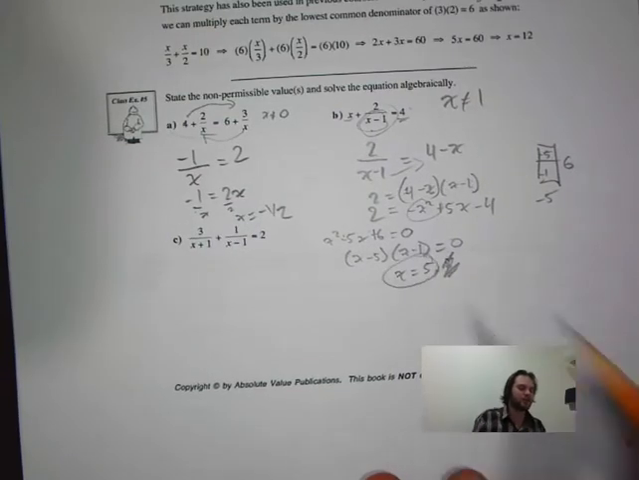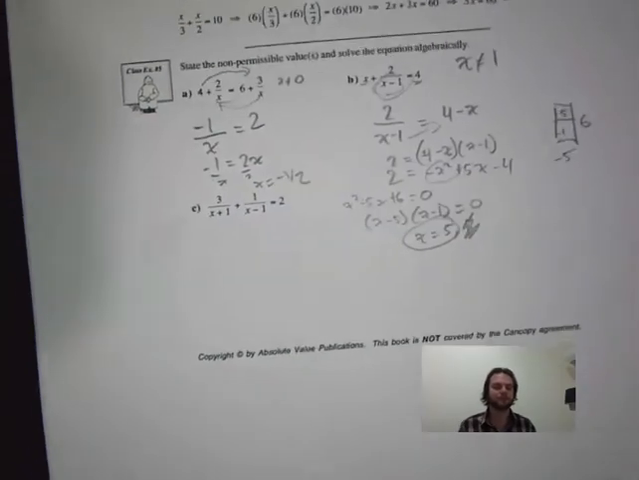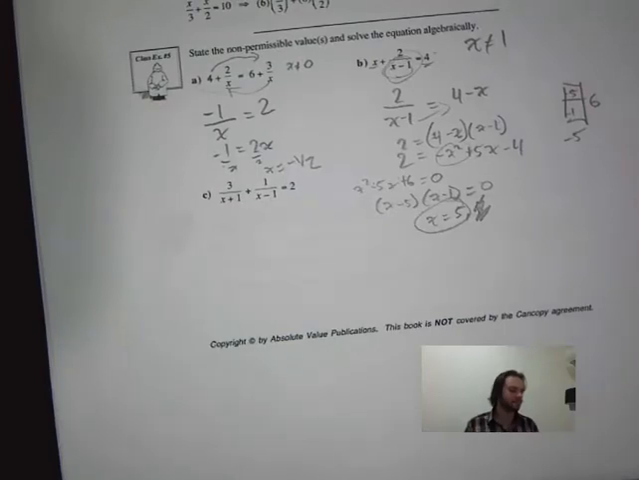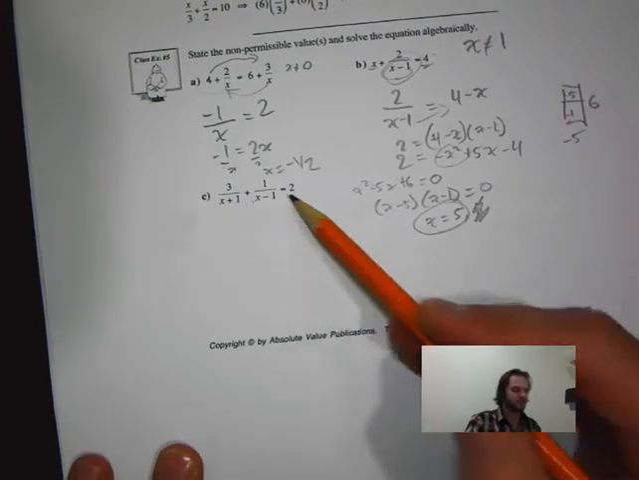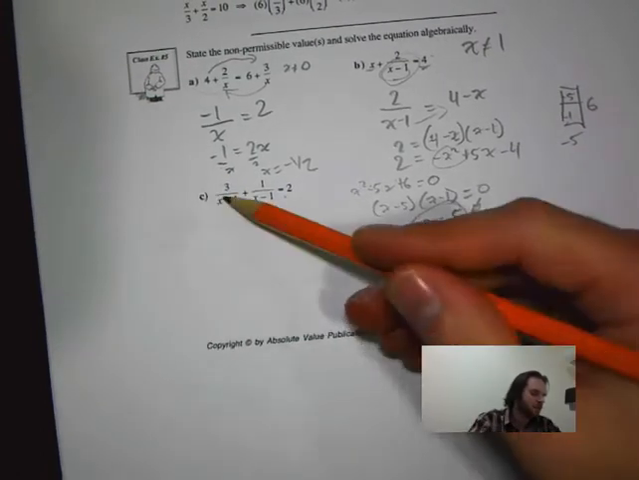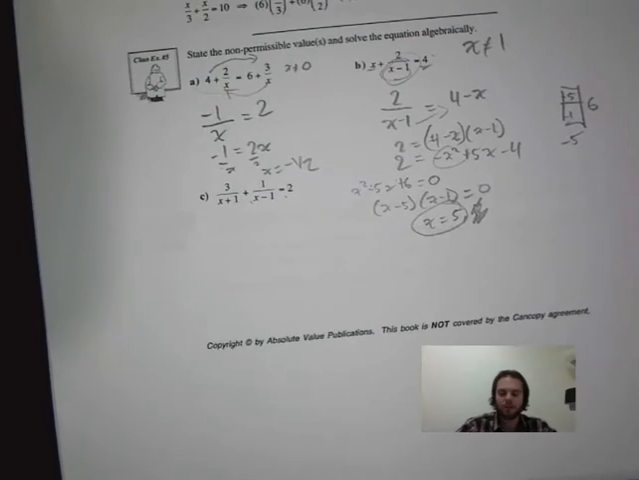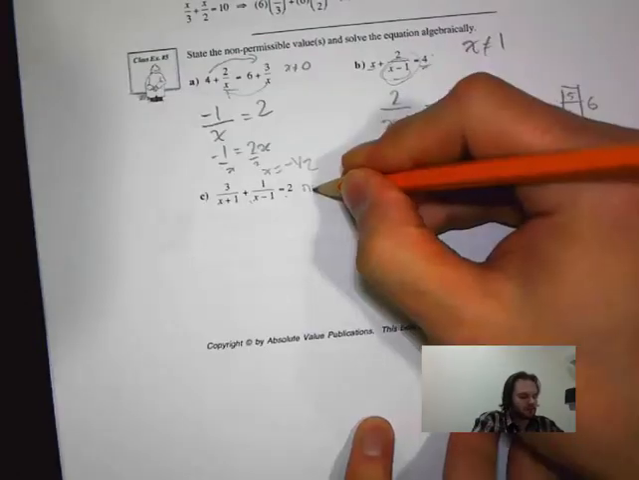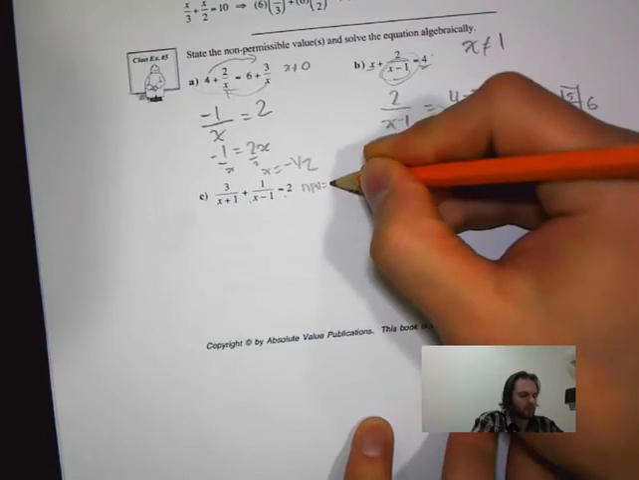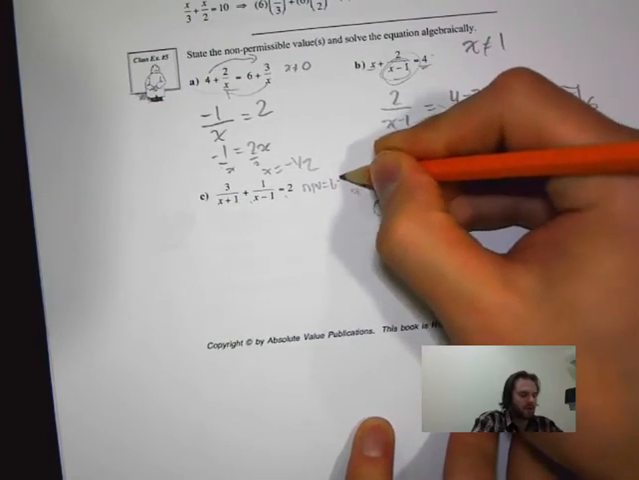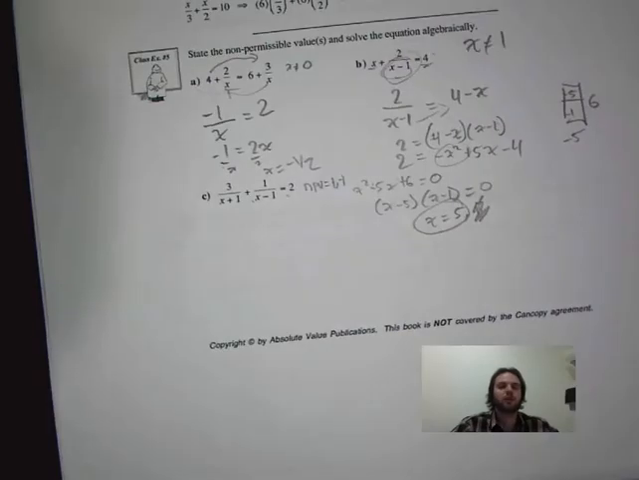So my answer is just 5. Alright? Let's take a look at C. Now C is a little bit more different, isn't it? I take a look at this here, and I have 3 different variables. So my non-permissible values are 1 and negative 1. Alright? X cannot equal 1 or negative 1.